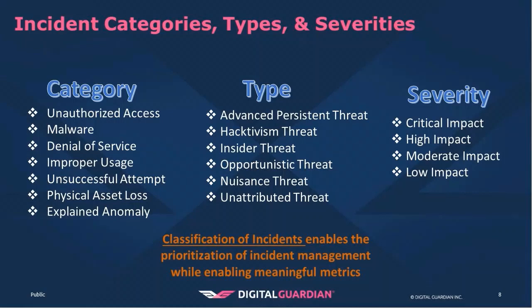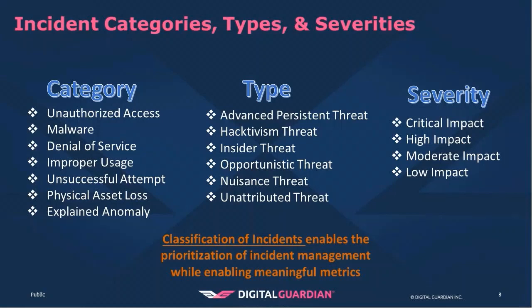And then from a type perspective, is it APT, an advanced persistent threat? Maybe it's a state-sponsored espionage campaign that's targeting your intellectual property. Or is it hacktivism, like Anonymous, or an insider threat, or an opportunistic threat? It could just be a nuisance threat.